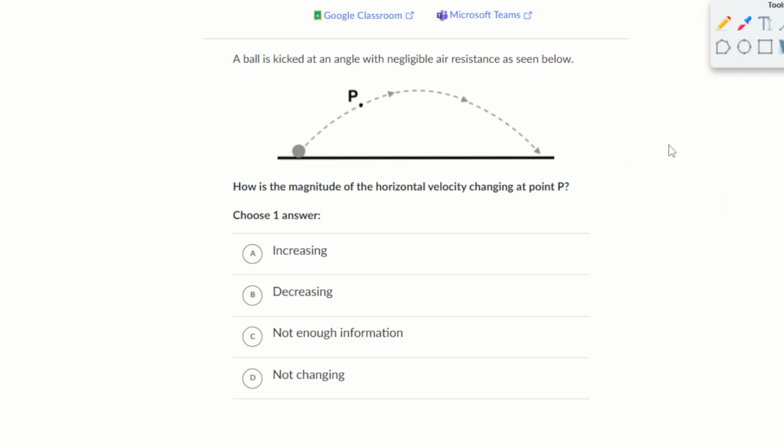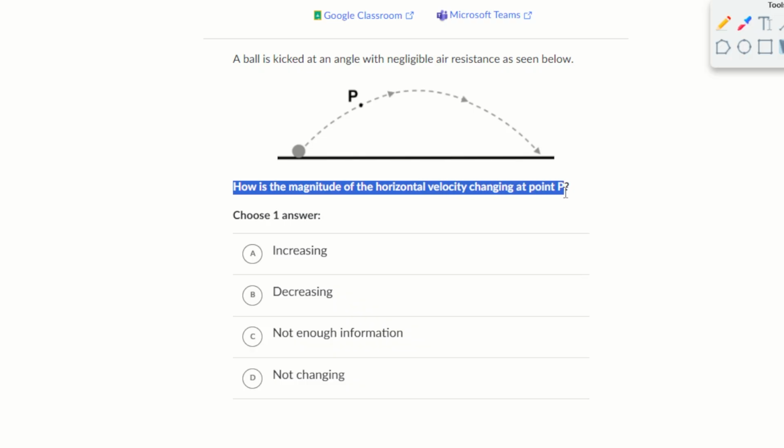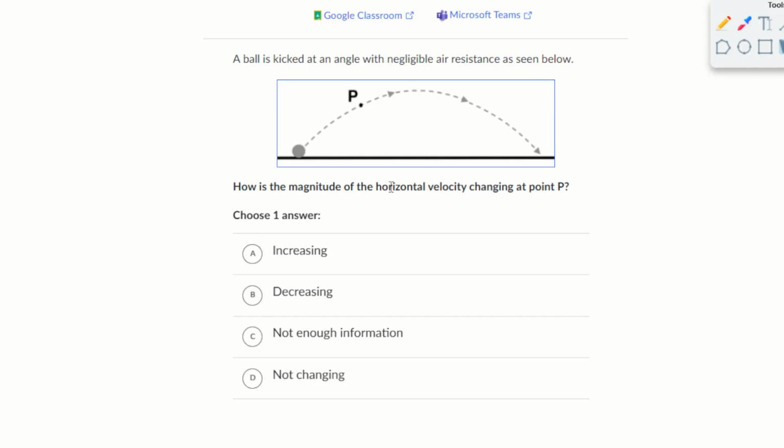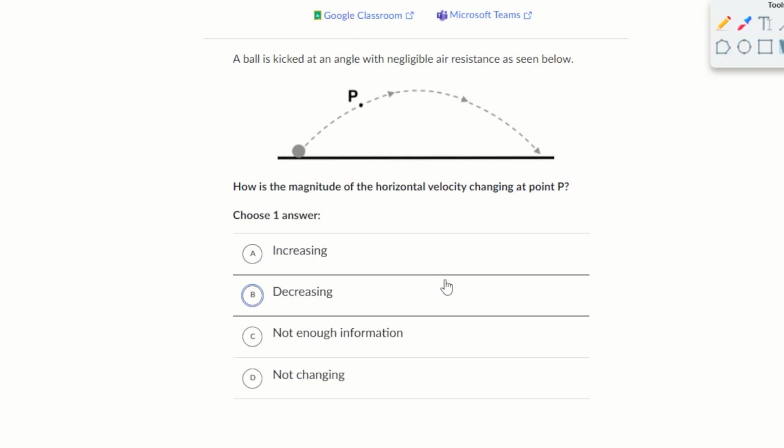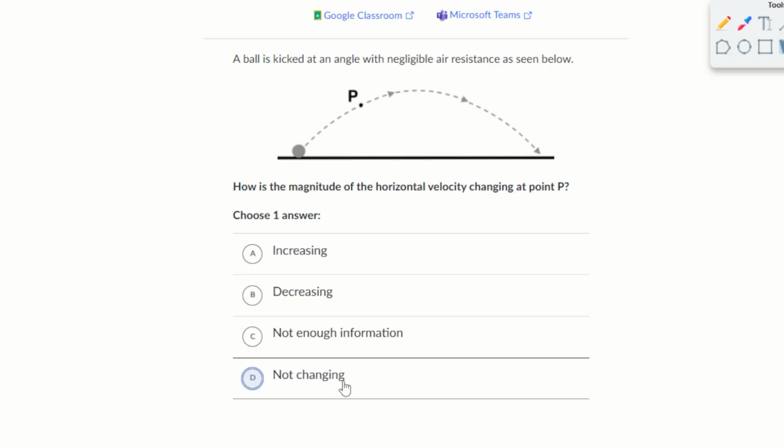With that being said, I think it's very straightforward with the answer choices. It says, how is the magnitude of the horizontal velocity changing at point P? At point P, we know that the horizontal velocity will not be changing no matter what. So we can cross out increasing, we can cross out decreasing, and we can cross out not enough information. And we can just choose answer choice D, not changing.